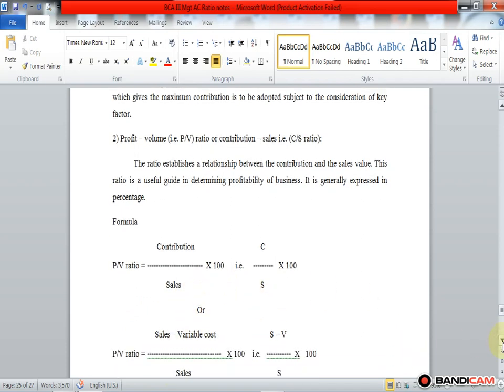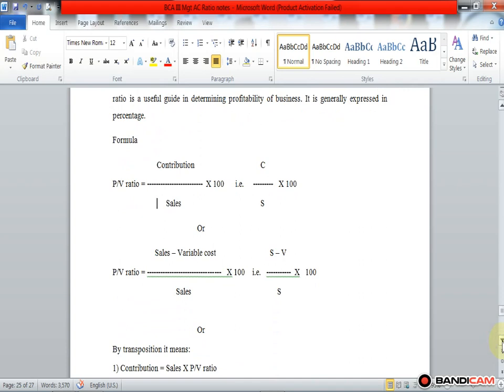PV ratio is also equal to sales minus variable cost divided by sales multiplied by 100, that is S minus V. Here sales minus variable cost means contribution. In our contribution formula we understood that contribution is calculated as sales minus variable cost. Just put this in the PV ratio formula, and contribution divided by sales multiplied by 100 gives the PV ratio of the organization.